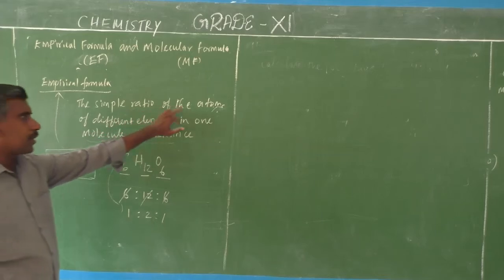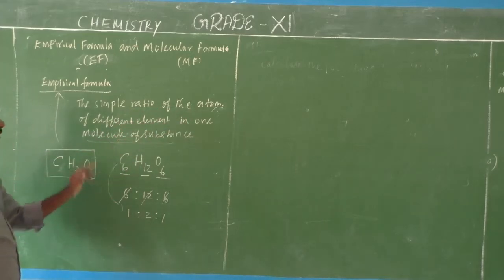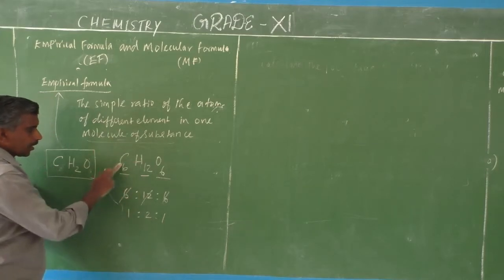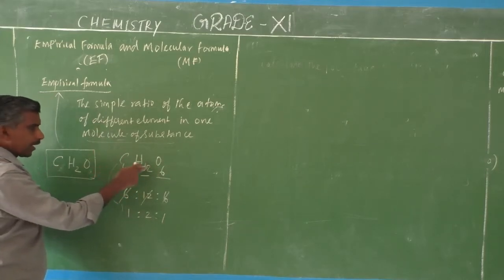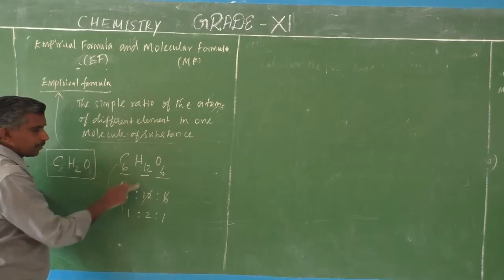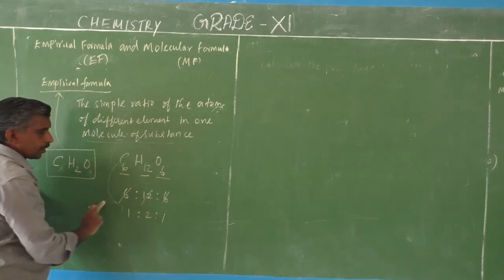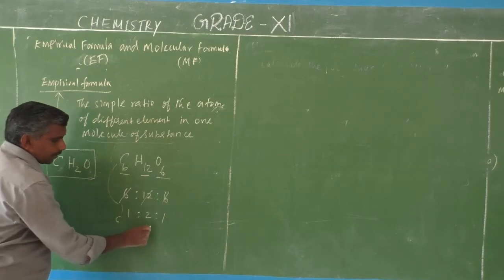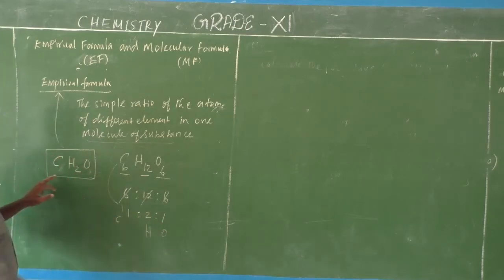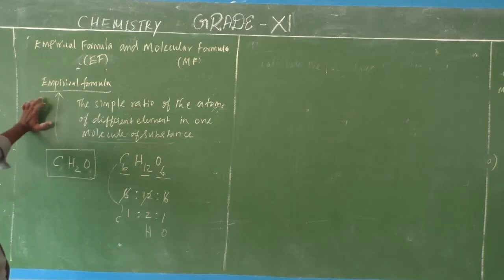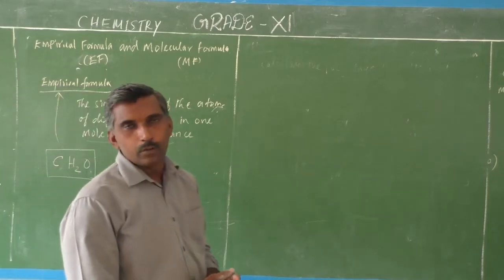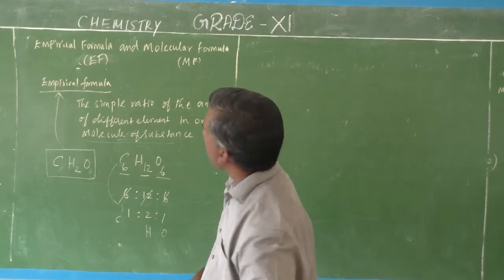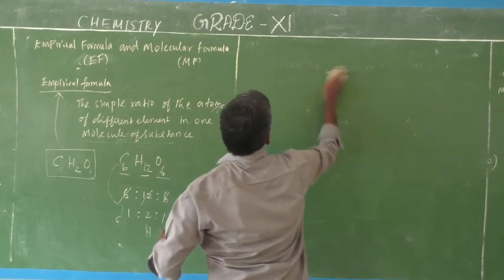That is a simple ratio of the atoms of different elements. In glucose, three elements are present: carbon, hydrogen, oxygen, with a ratio of 6 carbon, 12 hydrogen, 6 oxygen. You simplify to 1:2:1, so carbon 1 atom, hydrogen 2 atoms, oxygen 1 atom. That is the simple ratio. This is the empirical formula.